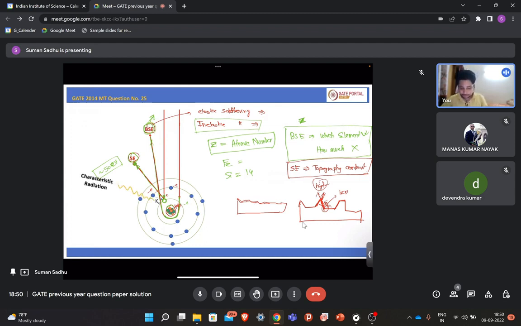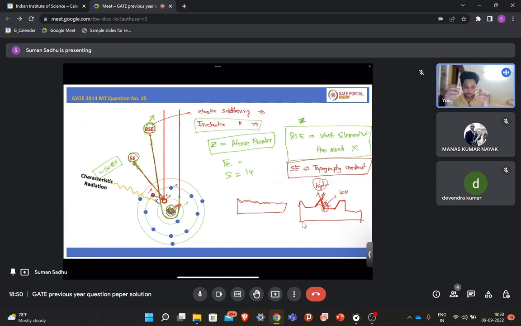How does characteristic X-ray radiation occur? When this secondary electron is emitted, it creates a vacancy of an electron. So a higher shell electron will jump to this vacancy, and the energy difference between these two shells is emitted as characteristic radiation. Let's say ionization occurs in the K shell, and then one electron jumps from the L shell to the K shell. Then this characteristic radiation is called K alpha.